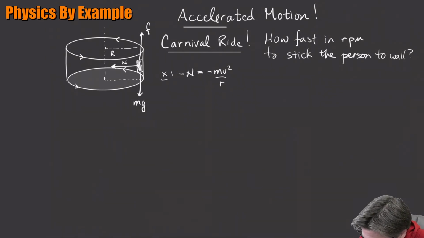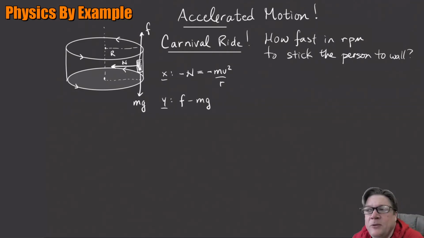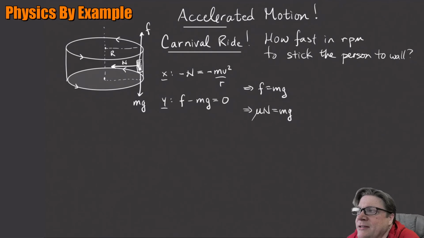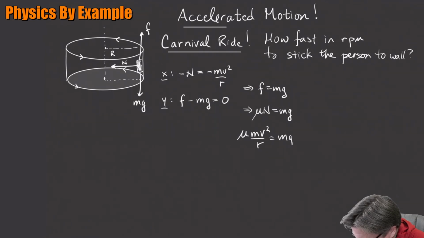In the y direction, I have friction up, minus mg, and we don't want any acceleration in the y direction. We want that thing to stick on the wall where it is, so that's going to be 0. This tells me that F equals mg. But F is mu times n, so mu n is mg, and I know what n is. N is mv squared over r. So mu times mv squared over r equals mg.